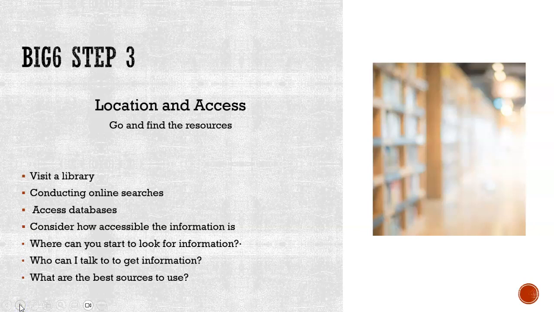Step 3 is location and access. Now you're going to go and find your resources. You can visit libraries, you can conduct online searches, you can access databases. You can consider how accessible the information is, like, am I going to be able to find it? Where can you start to look for information? Who can I talk to? When I go to the library, I can talk to a librarian, or I can ask my teacher. What are the best sources to use? I'm a great source. You can use me to help you find information.